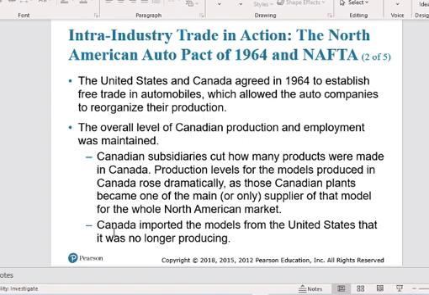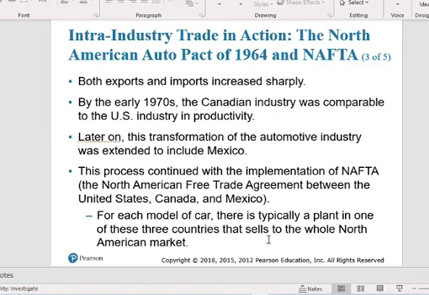And for those models that they are not making anymore, they will import from the US. So it's not like consumers will lose some choice. They are not going to lose any varieties, because trade allows them to import a different variety from the US. So both export and import increased sharply between these two countries.